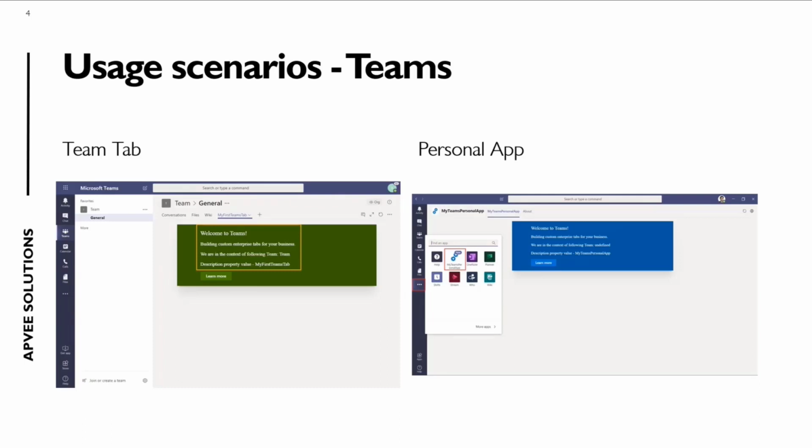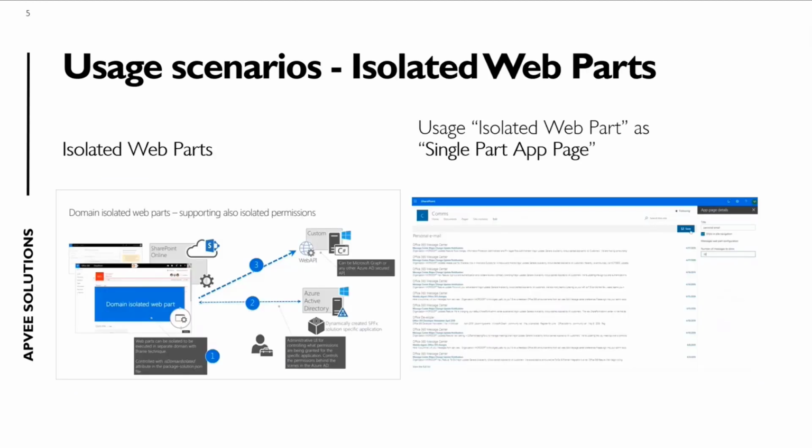So the usage scenario inside Teams: you are able to create a web part and deploy it as a tab inside a channel or in a personal app. When you deploy just a simple web part, you are able to see that there are some problems with the text style, the basic text style.